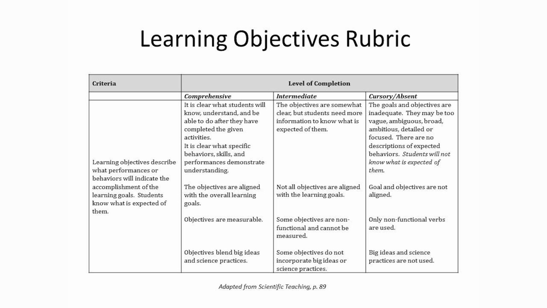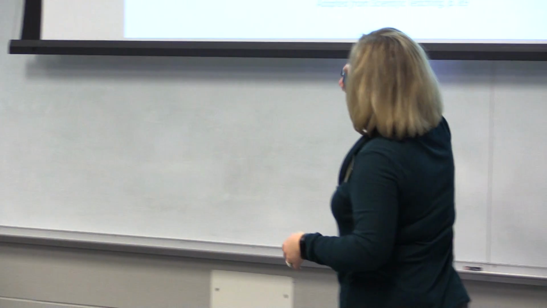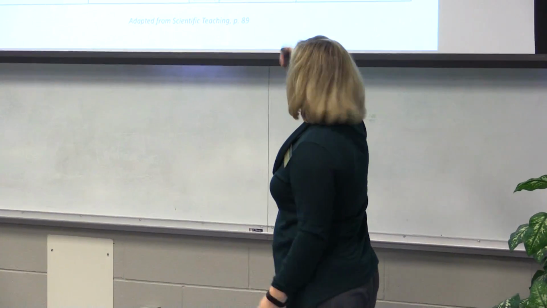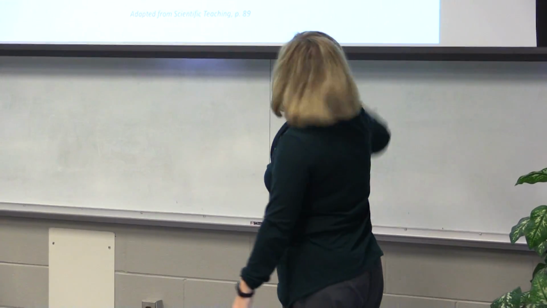Okay, to me that's a tough one. And then this added piece: are the objectives blending a big idea and a science practice? Okay, and then intermediate and cursory levels of completion was when you're not quite there yet. Okay, so this is what we're aiming for. If you've never done this before, you're probably somewhere here, okay? If you're over here, you're probably just somewhere else in your head right now.